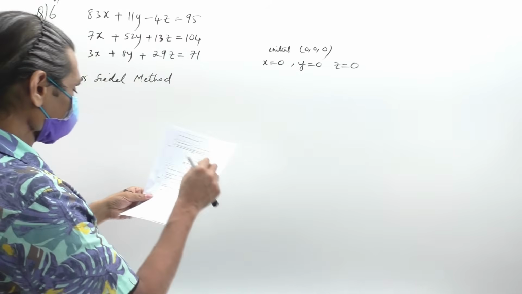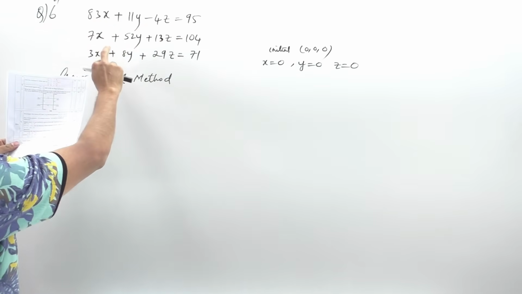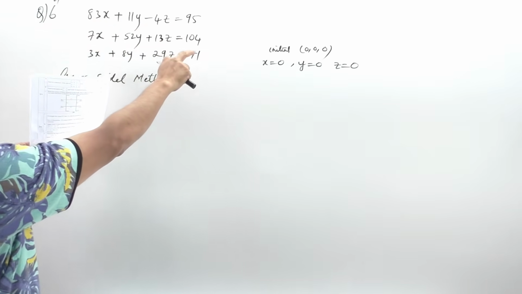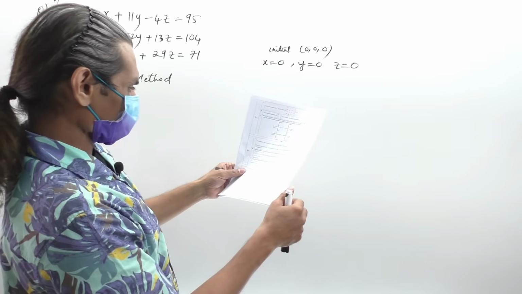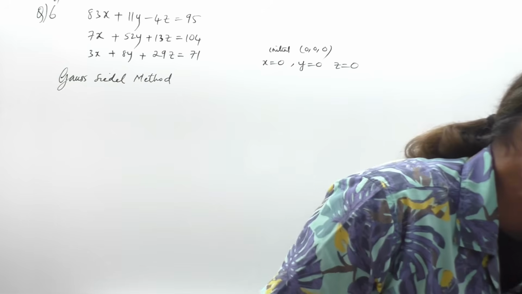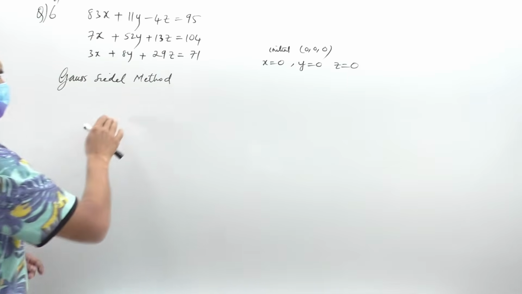Fine. So it's the Gauss-Seidel method, that is 83x plus 11y minus 4z is equal to 95 and 7x plus 52y plus 13z is equal to 104. 3x plus 8y plus 29z is equal to 71, right? Okay, fine. So everything is correct. And the initial value is given as 0 0 0. So x is 0, y is 0, z is 0. So the Gauss-Seidel method is very simple.